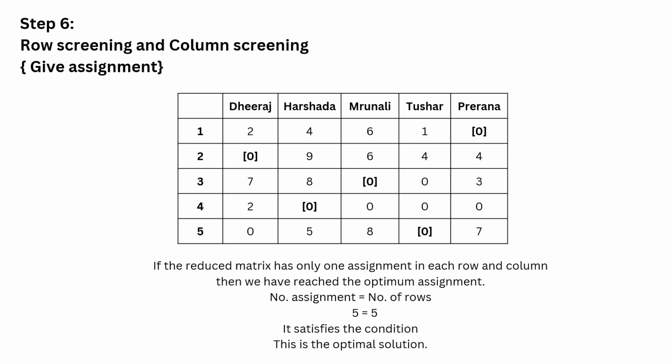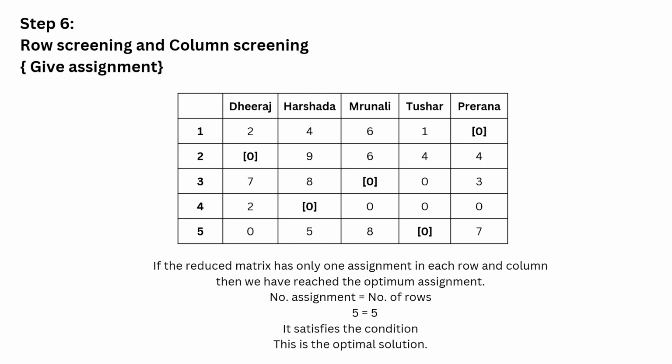Then in fourth row, observe for the 0. As here we can see there are four zeros. So leave it as it is. Then go for again the fifth row. We can observe there are two zeros. So leave it as it is. So initially we will get assignment in row 1, row 2 only. Then afterwards do the column screening.